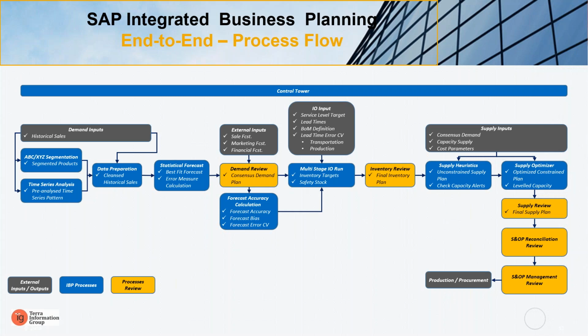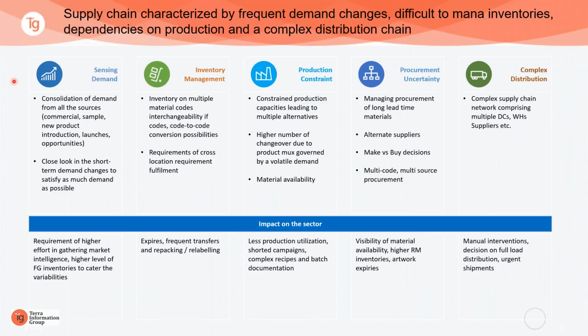So without wasting our time, I'll quickly go to some of the key challenges which any supply chain, across any industry, faces, which include sensing of demand. Demand is very fluctuating these days, and due to the proliferation of SKUs, new products and new launches, with lots of opportunities and risks, there are a lot of impacts, so we need much more information, much more market intelligence, and high levels of inventory to cater to all these variabilities, right?